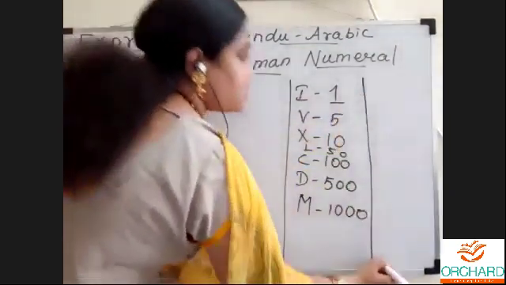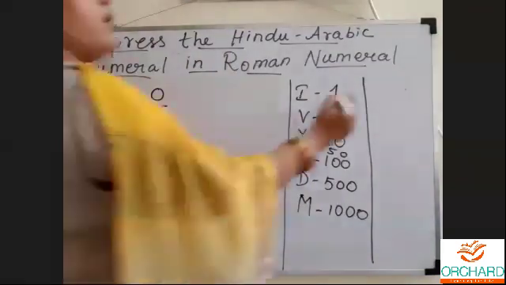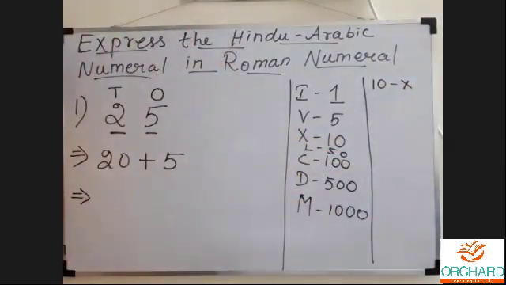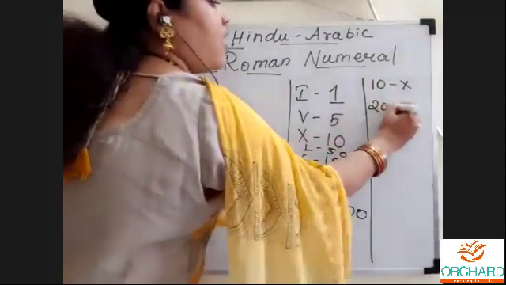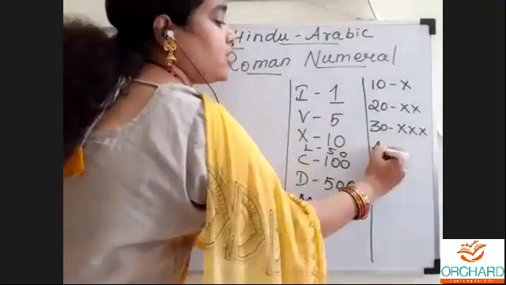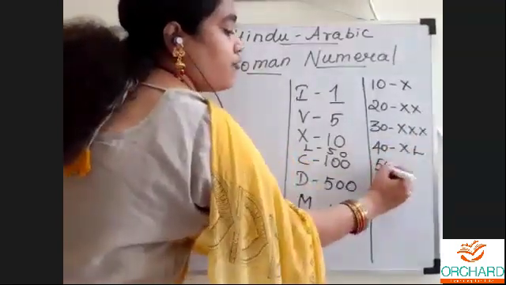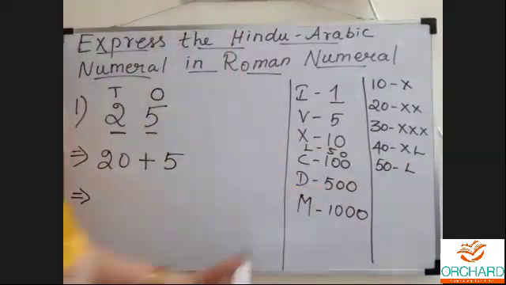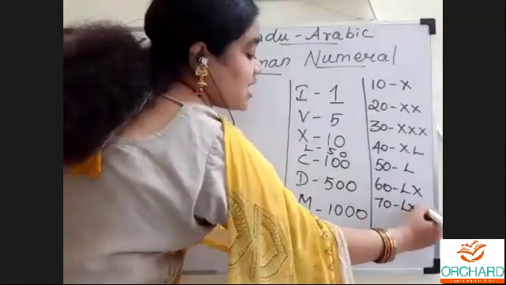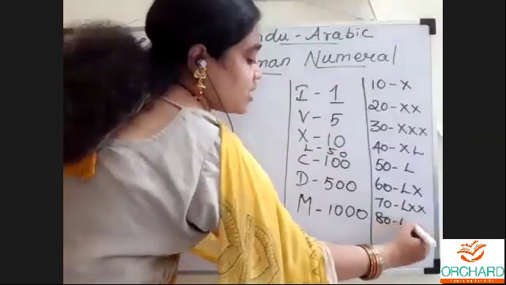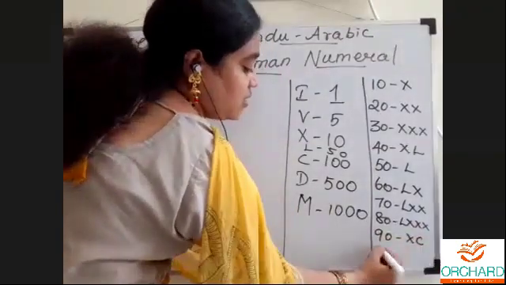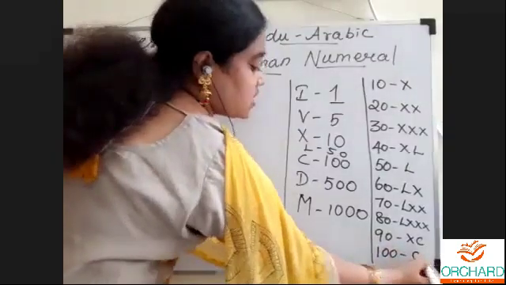Can you tell me the basic symbols? 10 can be expressed as X. 20 can be expressed as XX. 30 can be expressed as XXX. 40 can be expressed as XL. 50 can be expressed as L. 60 can be expressed as LX. 70 can be expressed as LXX. 80 can be expressed as LXXX. 90 can be expressed as XC. And 100 can be expressed as C.